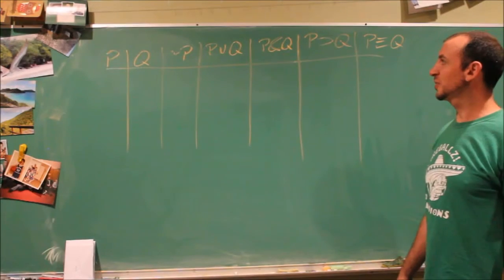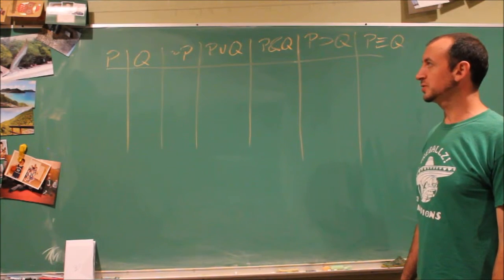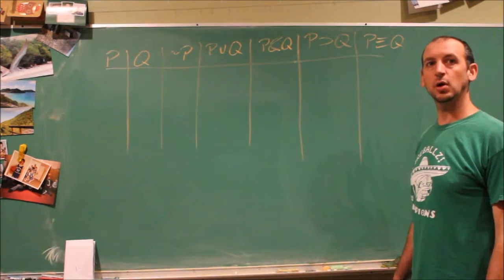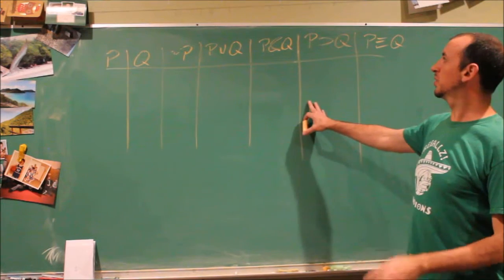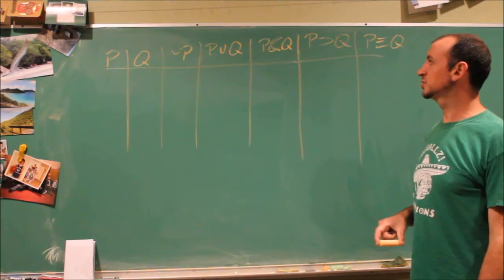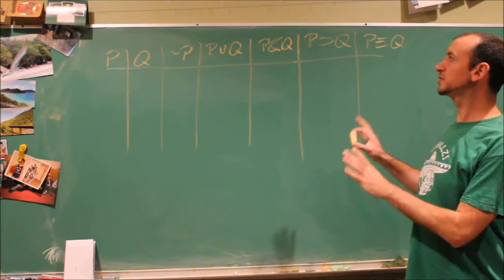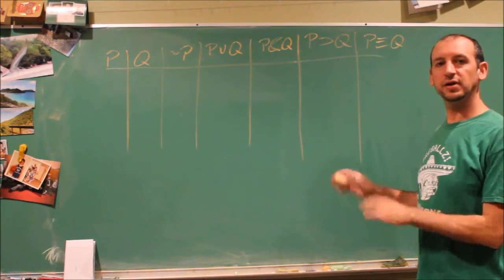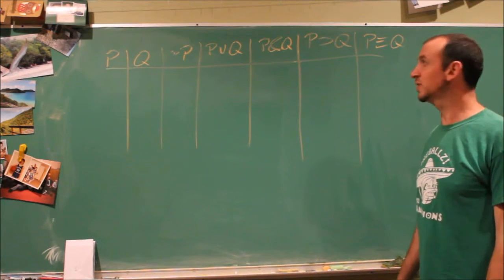Okay class, I just wanted to do a quick video today in a couple of parts to help you with your truth table homework. What I have on the board here are just some of the basic logical relations that we're going to have to think about, and just a very simple truth table. We're not trying to prove anything here, just look at all the different relationships between these letters.